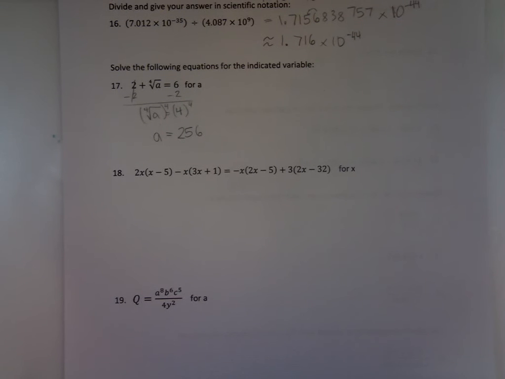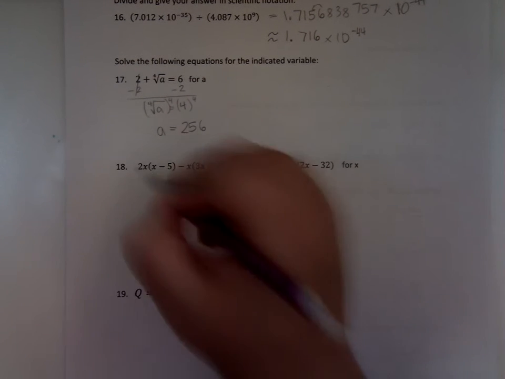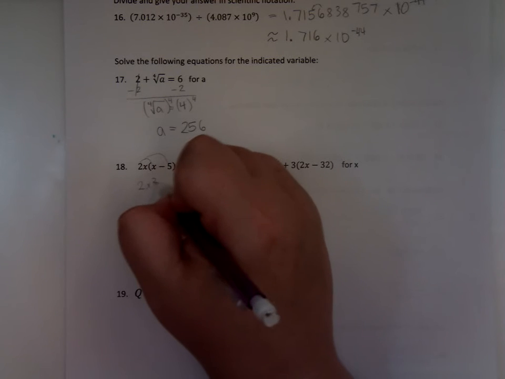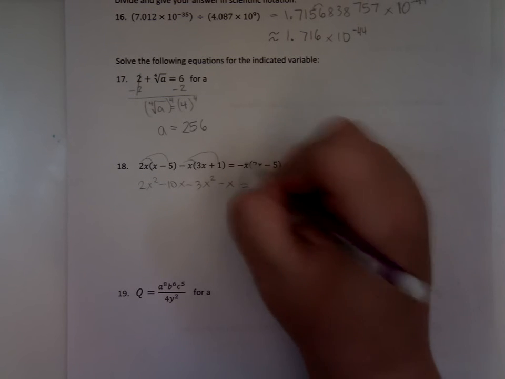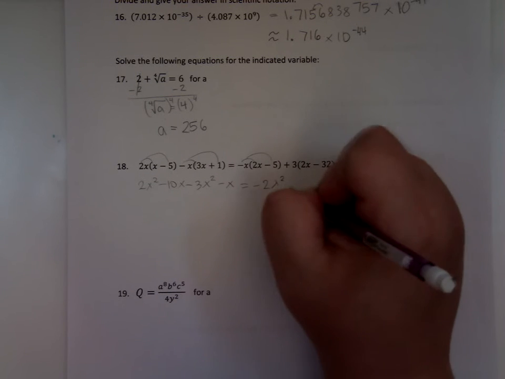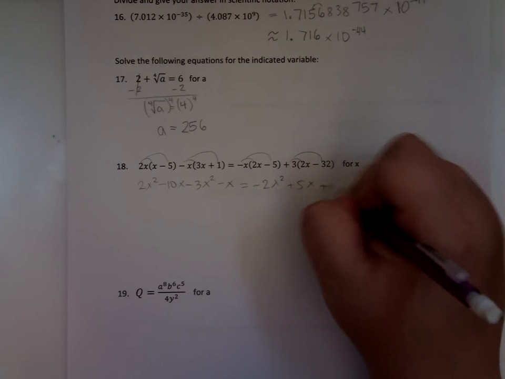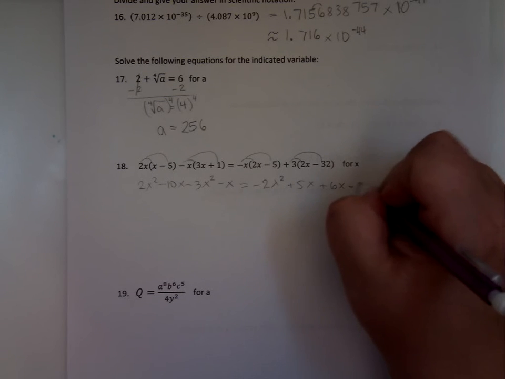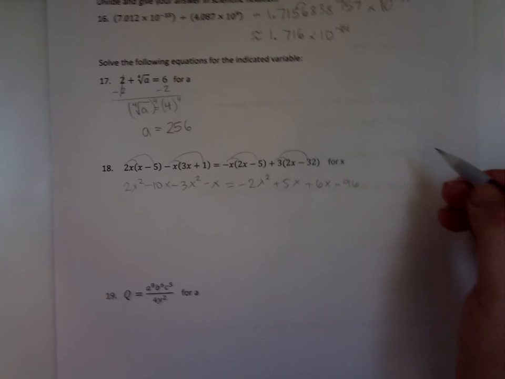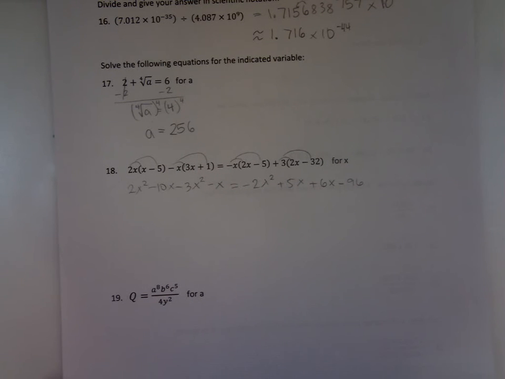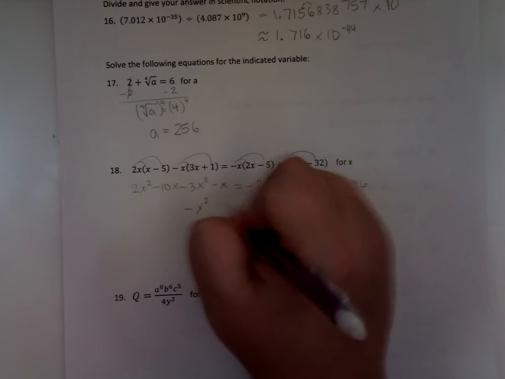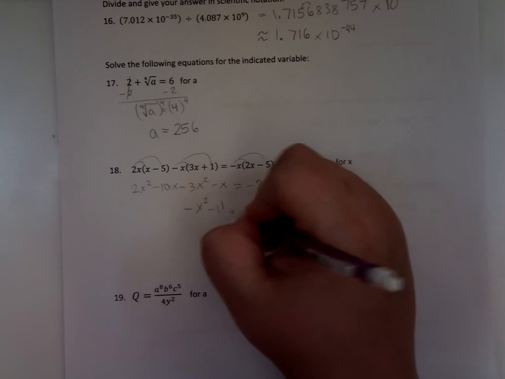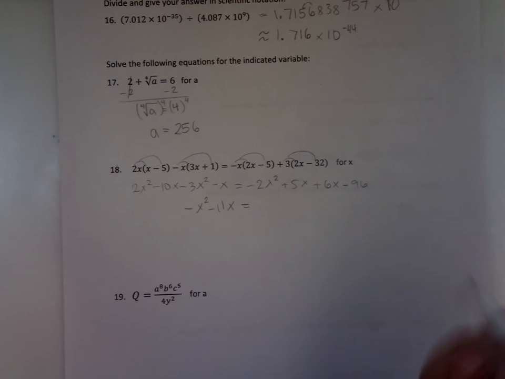Number 18 is just a bunch of distributing and solving. So I'll just do it really fast. 2x squared minus 10x minus 3x squared minus x equals minus 2x squared plus 5x plus 6x minus 96. Okay, so let's combine like terms on both sides first. So negative x squared minus 11x equals, let me just make sure I did all of this correctly.